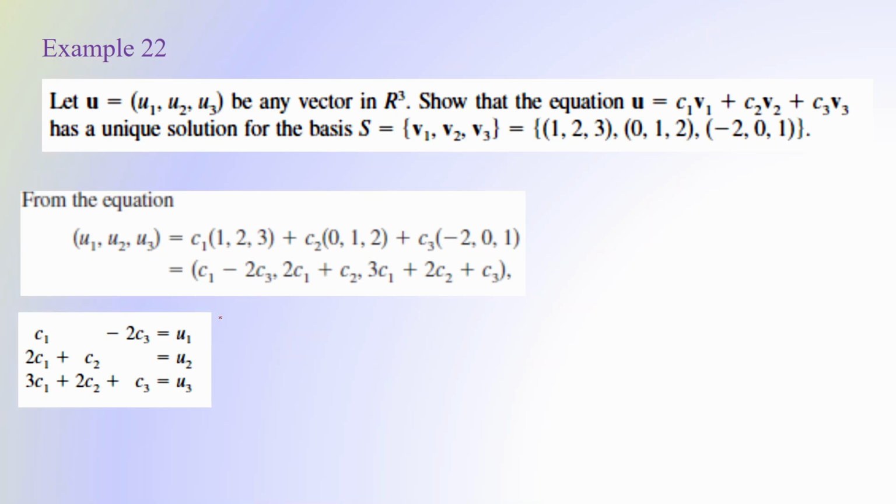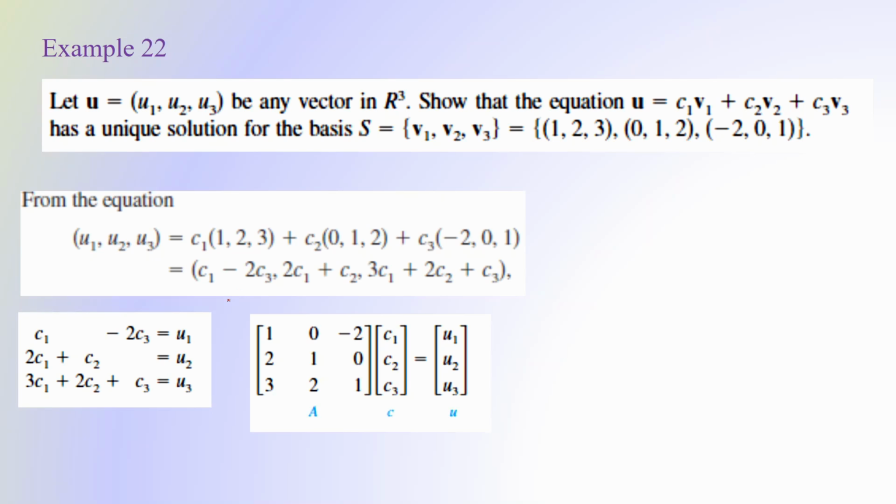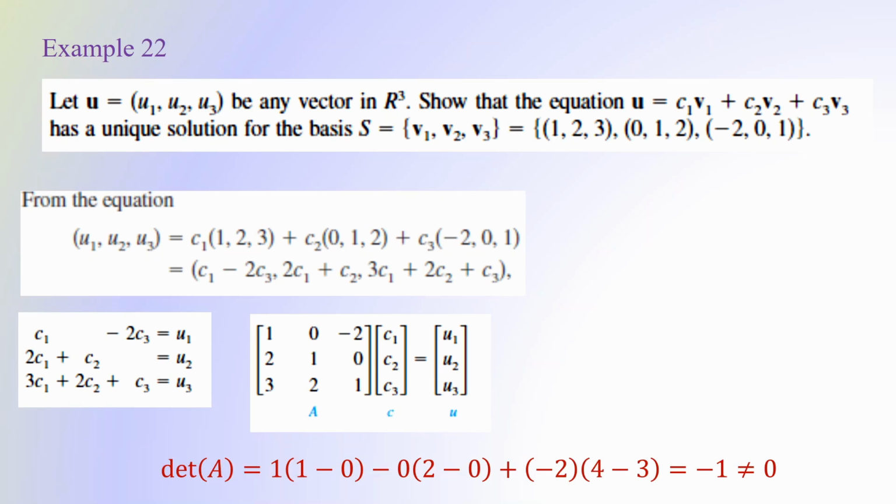Now it is a system of linear equations. You can write down the augmented matrix and show that it has a unique solution. To show that it has a unique solution, you can take the determinant of the coefficient matrix and show that it is not equal to 0, or you can use row operations and show that it has 3 variables and 3 non-zero rows. So you can write it in matrix form, and then you can calculate the determinant of A. So this is the coefficient matrix. When the determinant is not equal to 0, you can claim that the system has a unique solution.